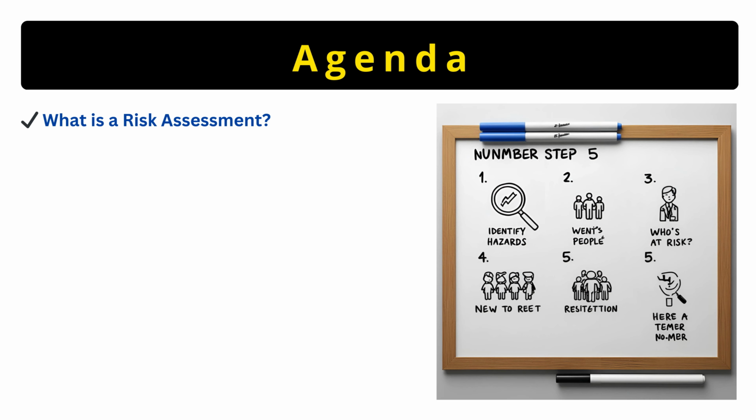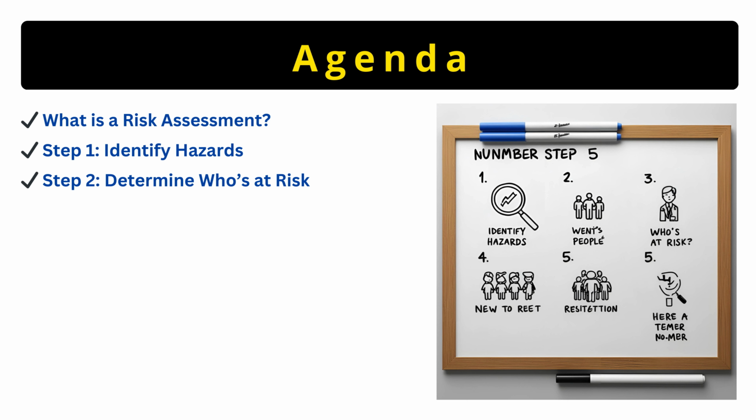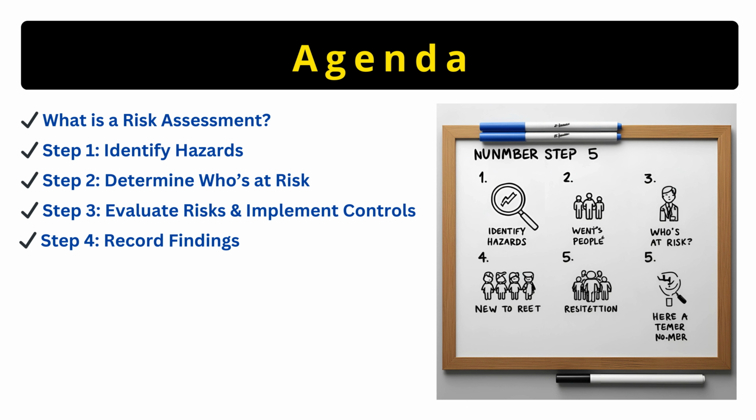Let's get started. First, we'll define what a risk assessment actually is, because it's more than just a formality. Then, we'll break it down into 5 actionable steps: identifying hazards, what could go wrong, determining who's at risk, employees, customers, or the public, evaluating risks and implementing controls, how do we reduce the danger, recording findings, why documentation matters, reviewing and updating because risks change over time. By the end, you will have a complete step by step blueprint to follow.